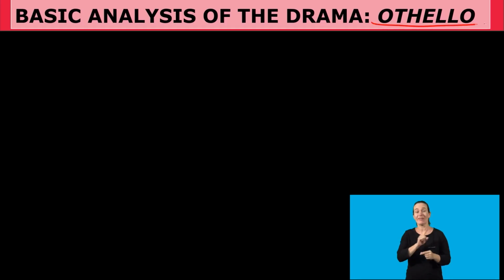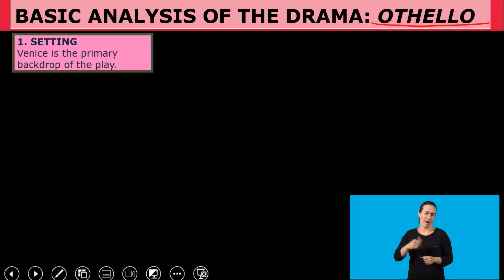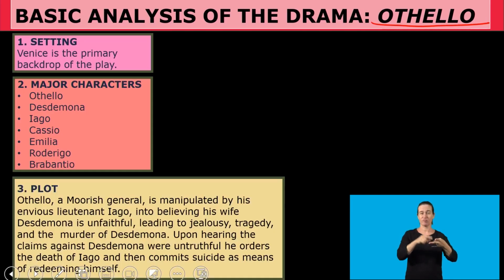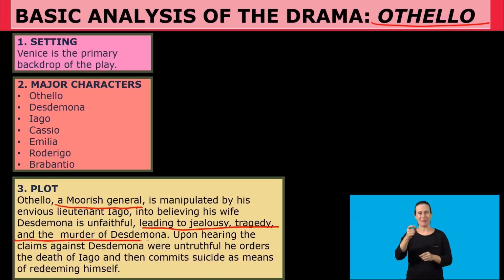Now, the next drama we'll be looking at is Othello. The primary setting is Venice. The major characters are Othello, Desdemona, Iago, Cassio, Emilia, Roderigo, and Brabantio. The plot. Othello is a Moorish general, which means he's of African descent, is manipulated by his envious lieutenant, Iago, into believing his wife, Desdemona, is unfaithful, leading to jealousy, tragedy, and the murder of Desdemona.